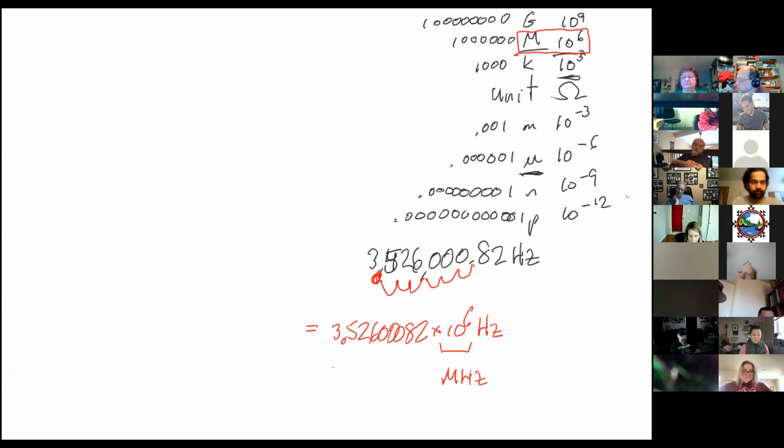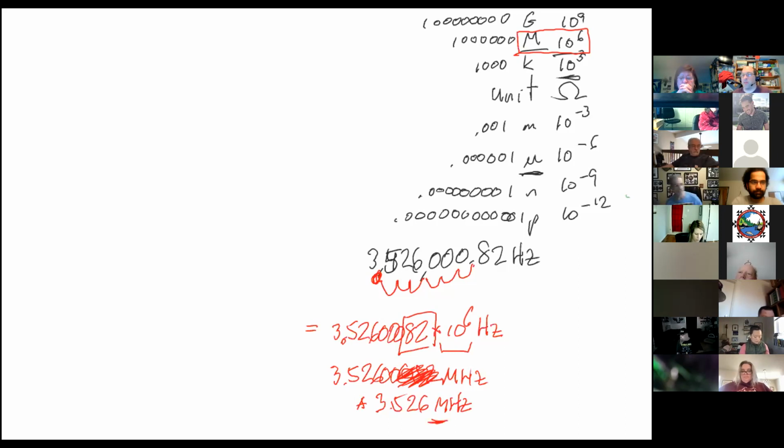So now our new frequency is 3.526000082 megahertz. And to be honest, I don't really care what those digits are in most cases. So we just say 3.526 megahertz. If I'm tuning my radio, I'd basically tune to that. I don't really, for the most part, care about those extra little digits because they don't matter all that much. But maybe I do. But the key is that I'm looking at megahertz rather than hertz.